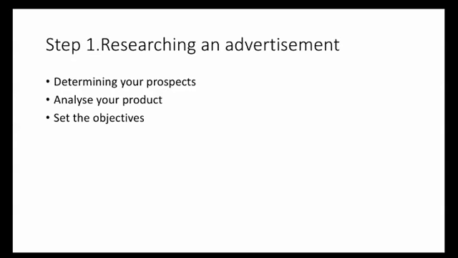Whatever the objectives, they are to be set first, and after setting the objectives, the writer or the copywriter must start writing the advertisement copy. That will be better. So researching an advertisement is the first step in the advertisement copywriting process. Okay, then let us discuss the second step in the next session.